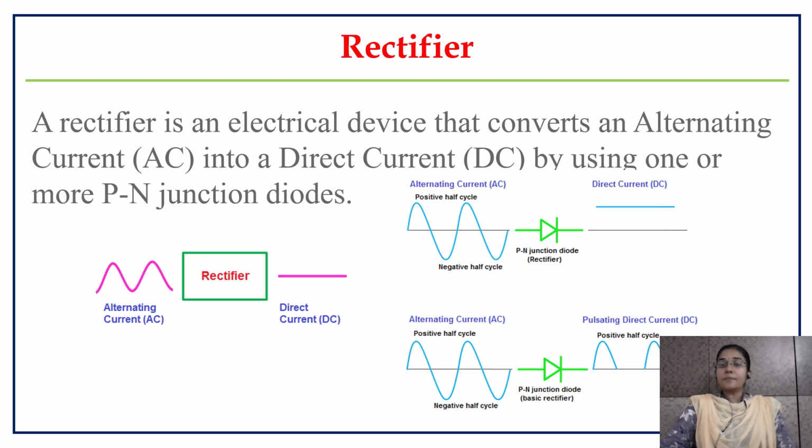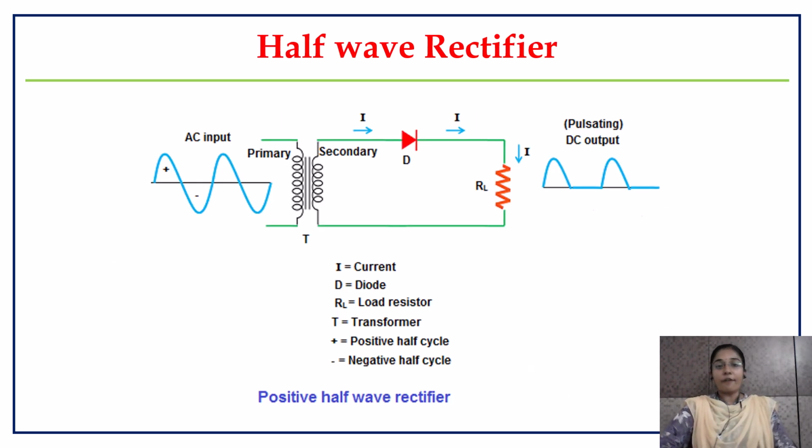There are a few common types of rectifiers, like the half wave rectifier, full wave rectifier and the bridge rectifier, which are commonly used to convert an AC signal into a DC signal. First we will see what the half wave rectifier is. As you can see in this diagram, a half wave rectifier consists of a transformer, a diode and a load resistor. This transformer is a step down transformer where the given input voltage is converted into a lesser voltage than the input voltage.